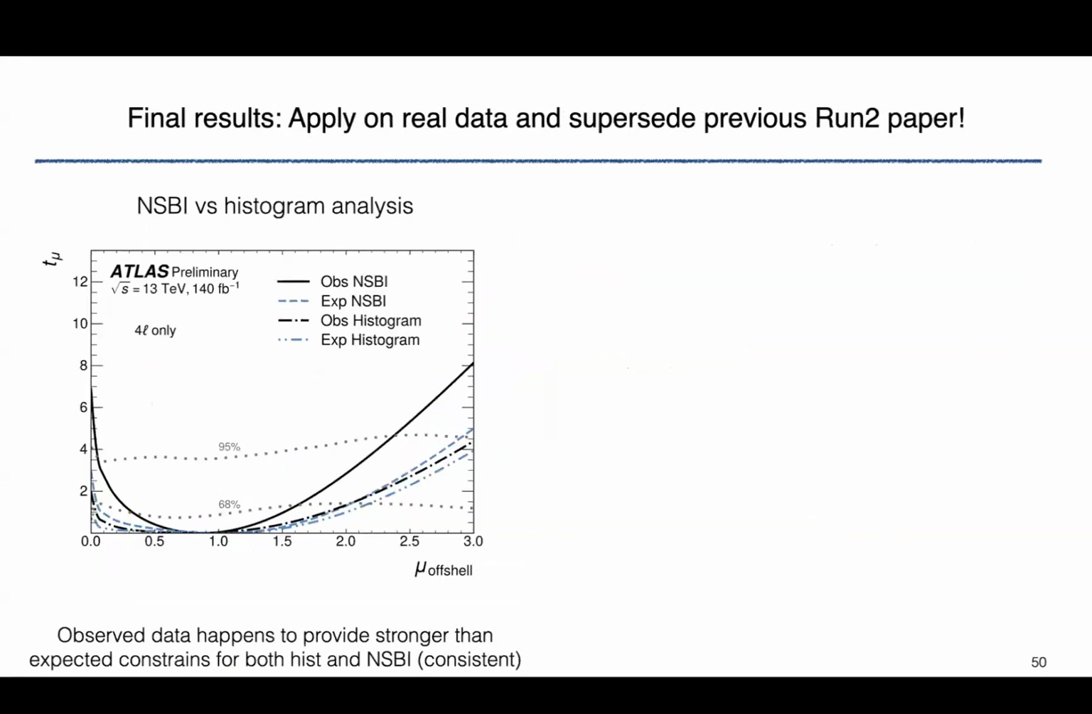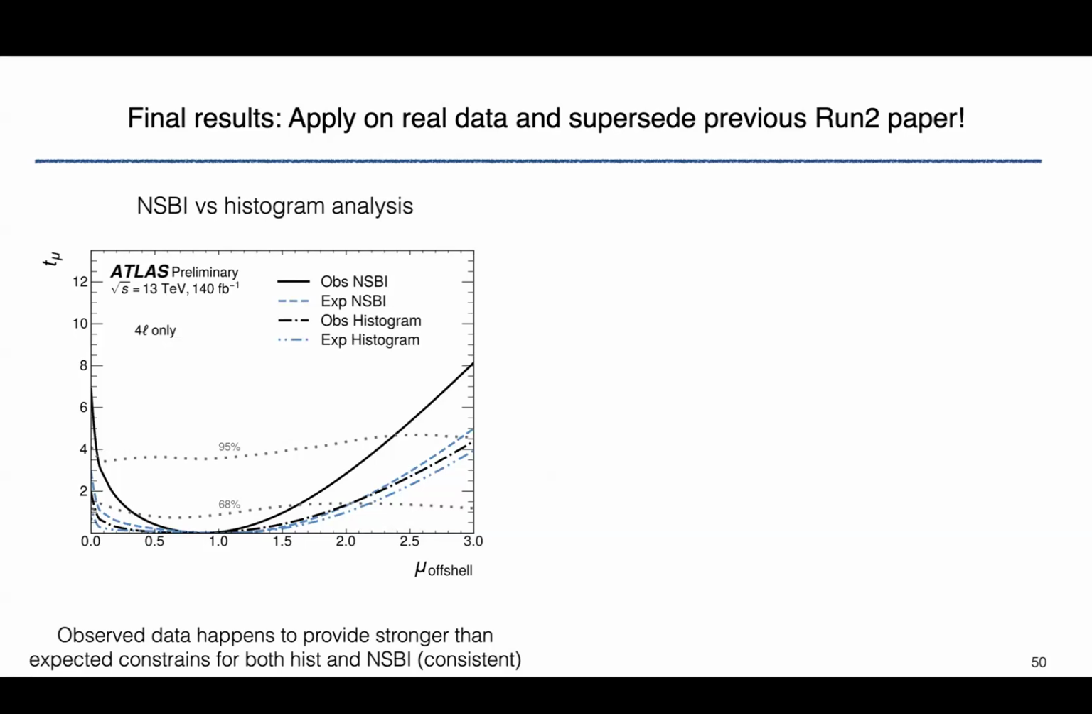And then the most exciting thing is, of course, all of this I showed you on simulated samples. We actually applied it on real data, and that's led to the second paper. So again, here NSBI versus the histogram analysis. There's a lot going on here, but basically, expected is the average expected sensitivity you want to have. The observed is the actual sensitivity you have after applying it on data. We see that both for the expected, we see a gain between NSBI and histogram, and for the actual data also we see a big gain.